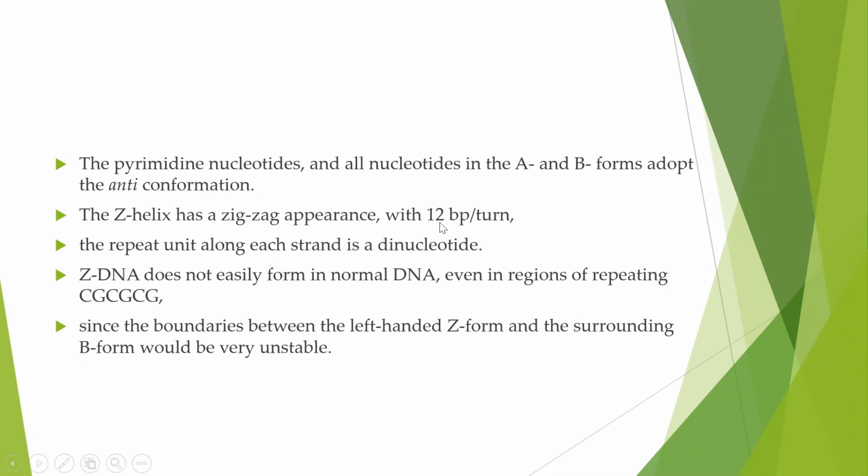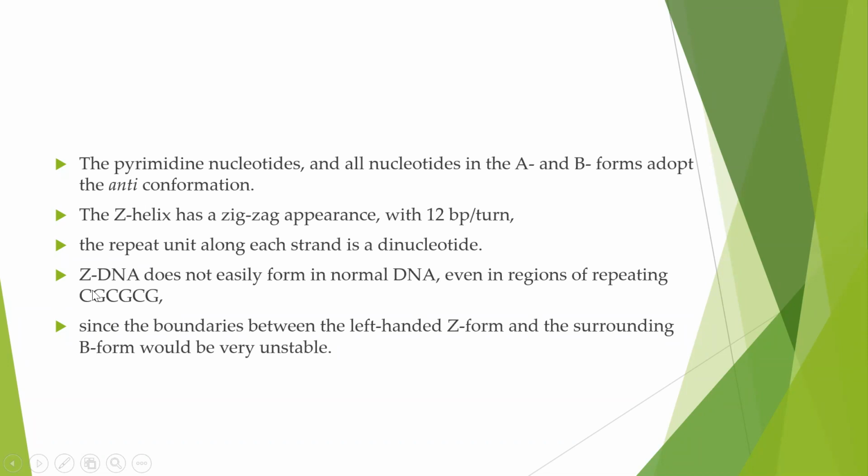And another property which is different with respect to bDNA conformation is that there are about 12 base pairs per helix turn of this Z DNA. And the repeat unit along each strand is a dinucleotide. Why is the repeat unit a dinucleotide? Because the sequence should be specifically alternating pyrimidine-purine. So this is considered to be the repeating unit, which is a dinucleotide.